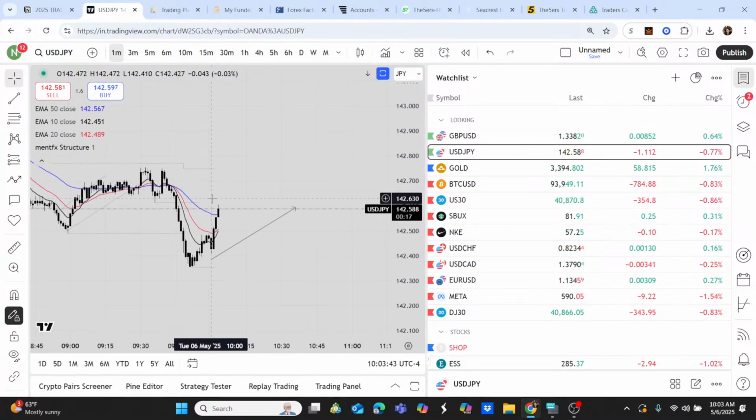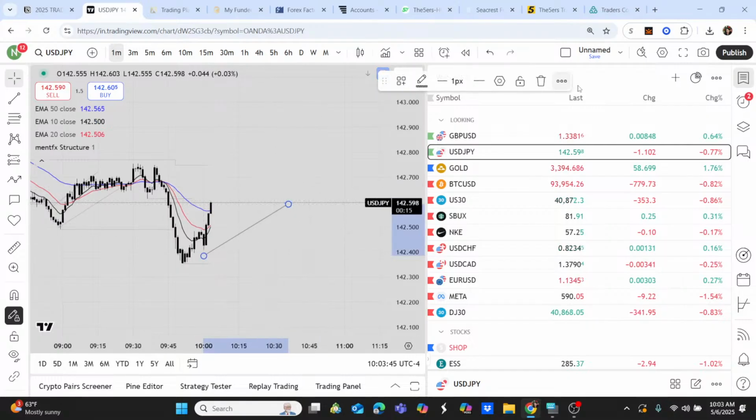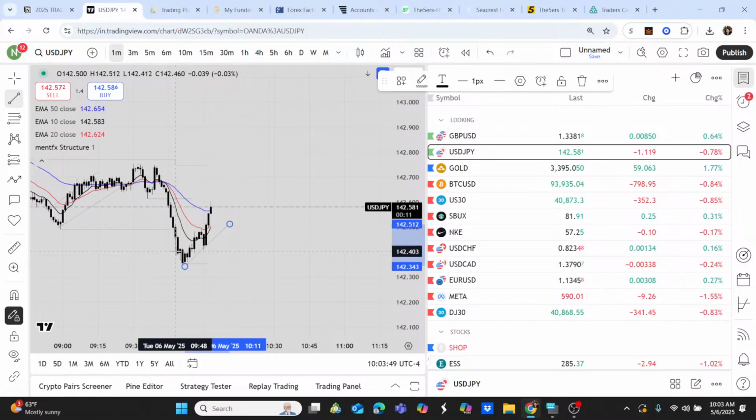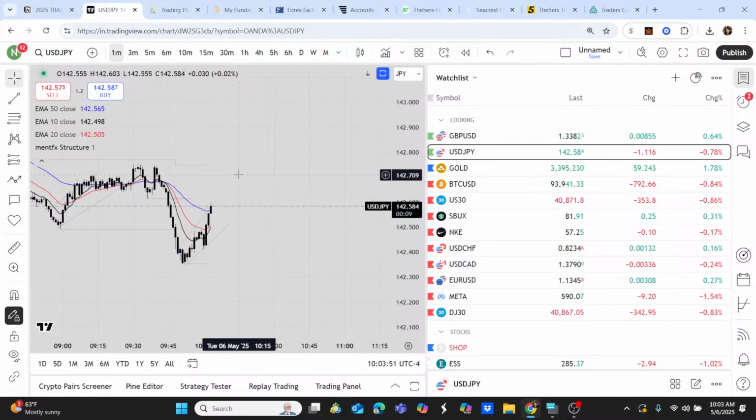But basically what I'm looking for is just the same thing. Self-explanatory. Move to the 50. Just waiting for the setup. Same thing over and over. There's nothing special about my strategy. Nothing special about it.